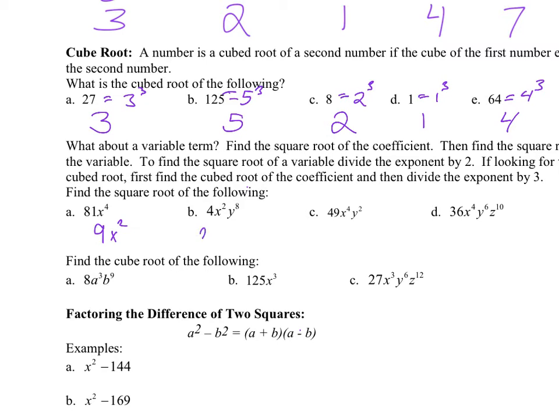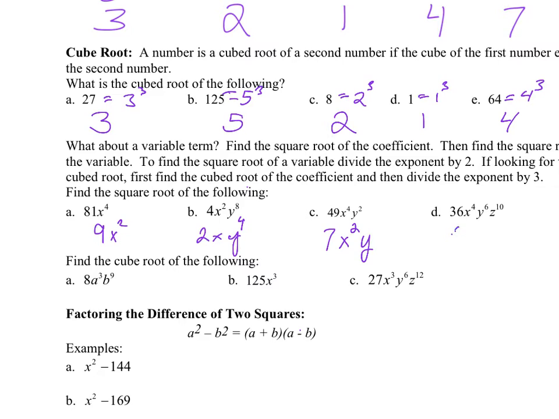Square root of 4 is 2. Half of 2 is 1. Half of 8 is 4. So we have 2xy to the 4th. Square root of 49 is 7. Half of 4 is 2. Half of 2 is 1, so we just have y. So it's 7x squared y.